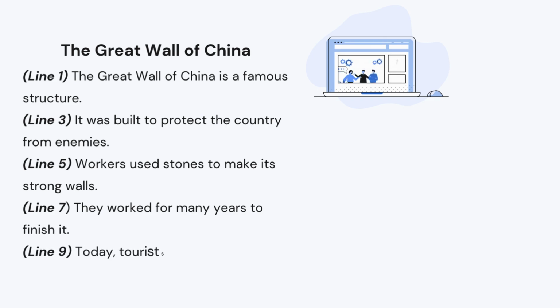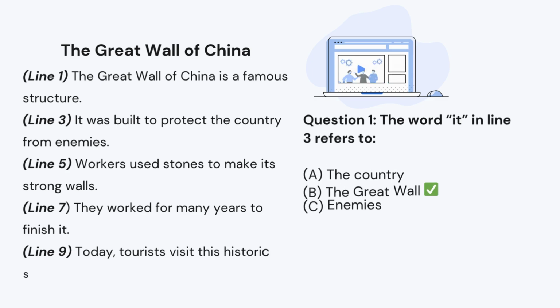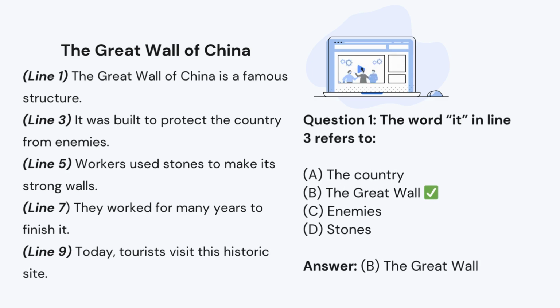Now, let's try the question. Question 1. The word "it" in line 3 refers to... The word is "it" in line 3. Look at line 1. The Great Wall of China is a famous structure. Then line 3 says, it was built to protect the country. What was built? The Great Wall. So, it refers to the Great Wall. The answer is B.